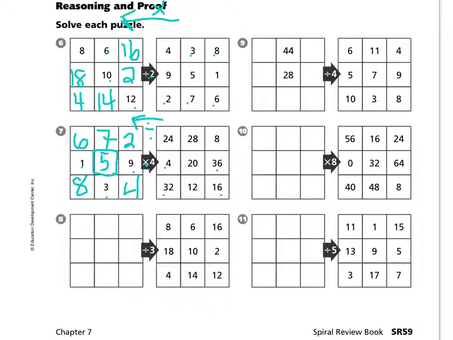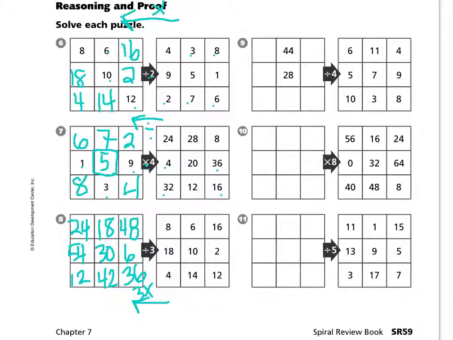For number 8, we have dividing by 3, or I can work backwards and I can multiply by 3. So I have 8 times 3, which is 24, 6 times 3, which is 18, 16 times 3, which is 48, 18 times 3, which is 54, 10 times 3 is 30, 2 times 3 is 6, 4 times 3 is going to be 12, 14 times 3 is 42, and 12 times 3 is 36.